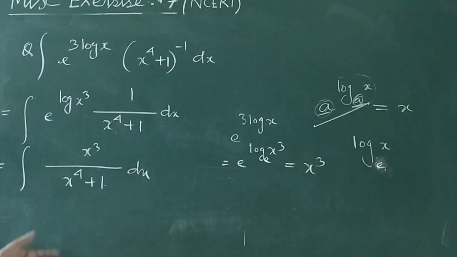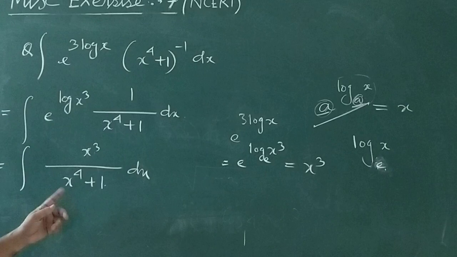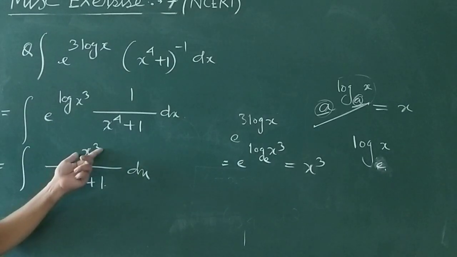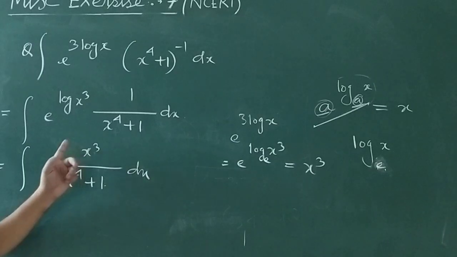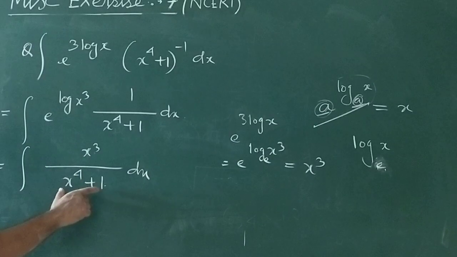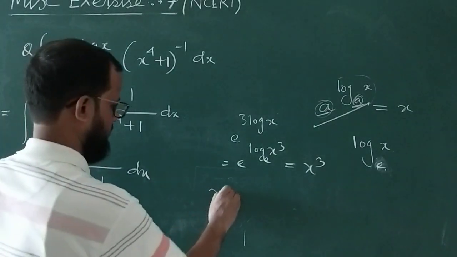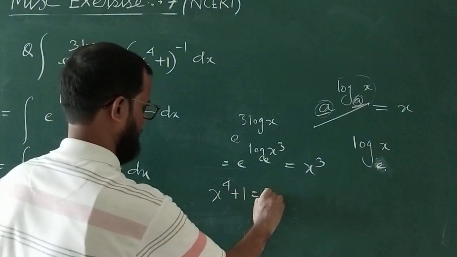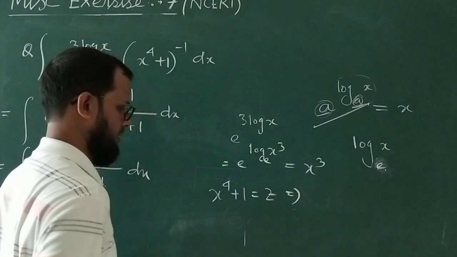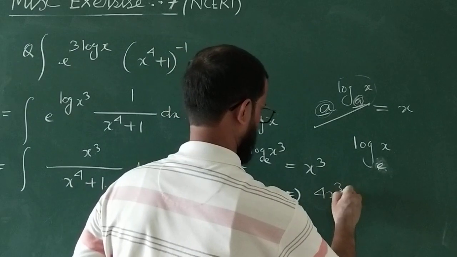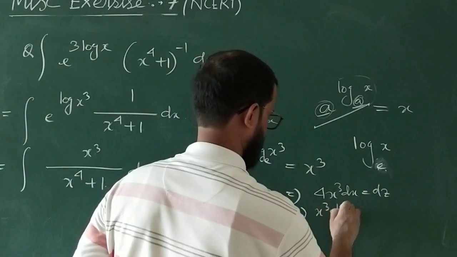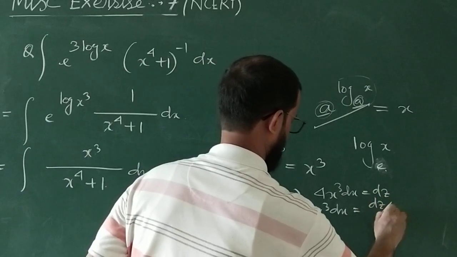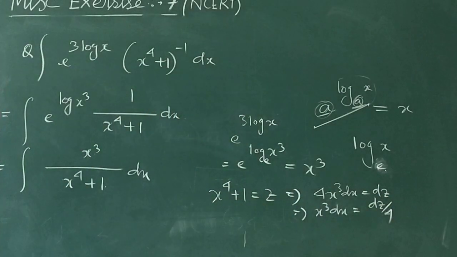Now this integral is a very simple integral. If you differentiate x to the power 4, you get x cube, and if you differentiate x to the power 4 plus 1, you also get x cube. So take the substitution x to the power 4 plus 1 equal to z. Then 4x cube dx equals dz, and finally x cube dx equals dz by 4.